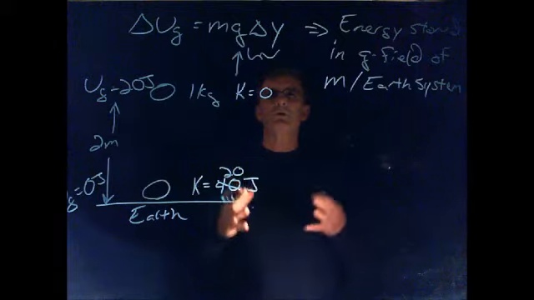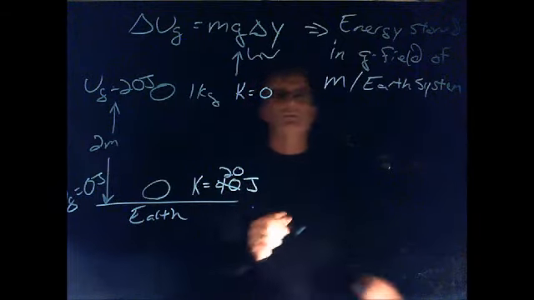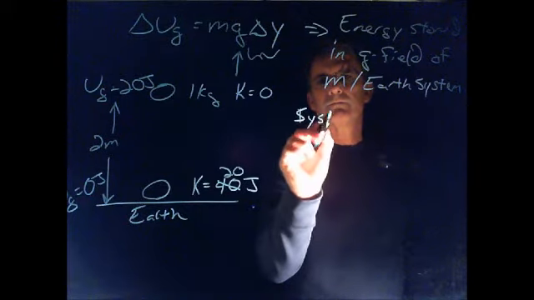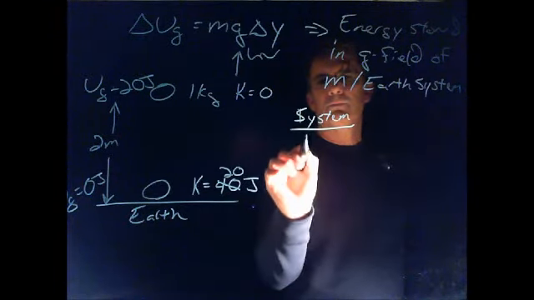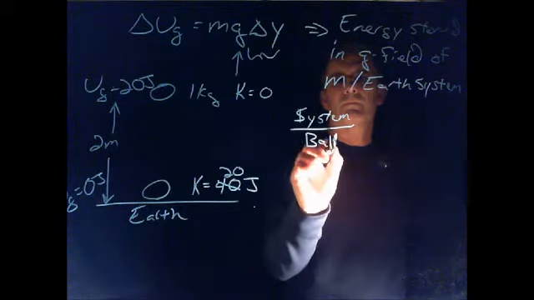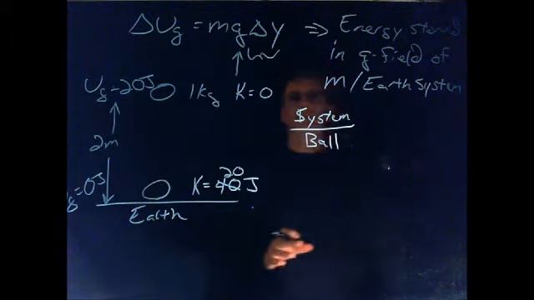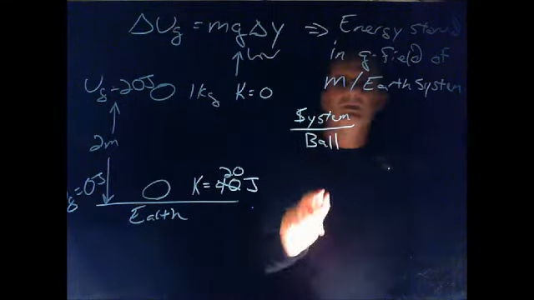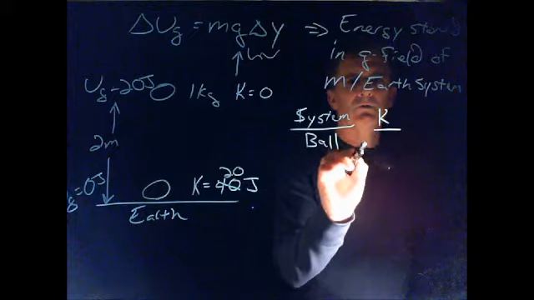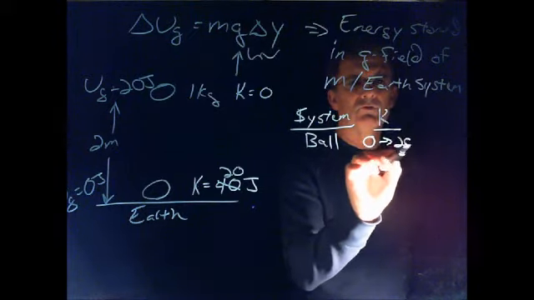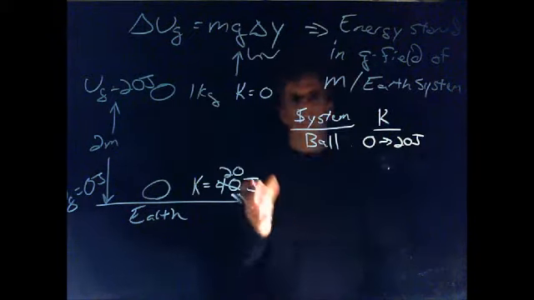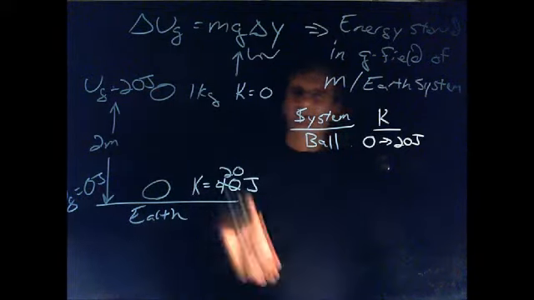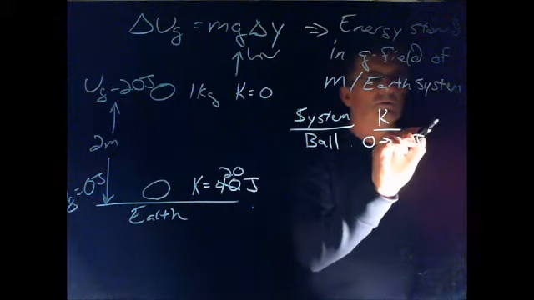So, let's look at our system. If the system is the ball, kinetic energy is not conserved because the kinetic energy goes from 0 to 20 joules magically. It's not conserved. If the system is the ball, it has no gravitational potential.